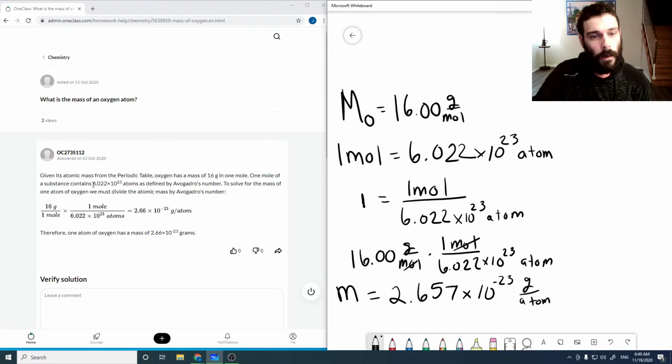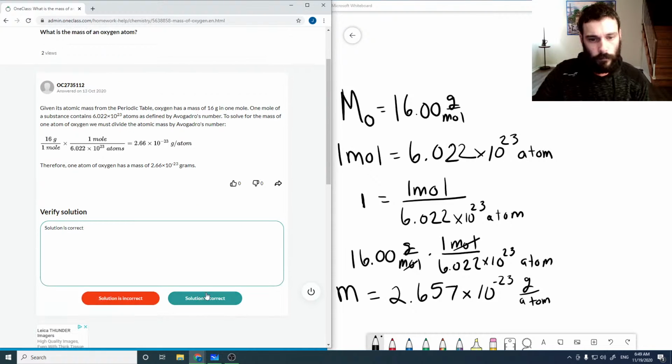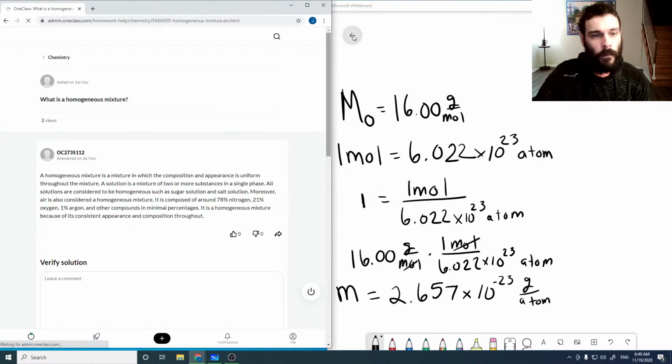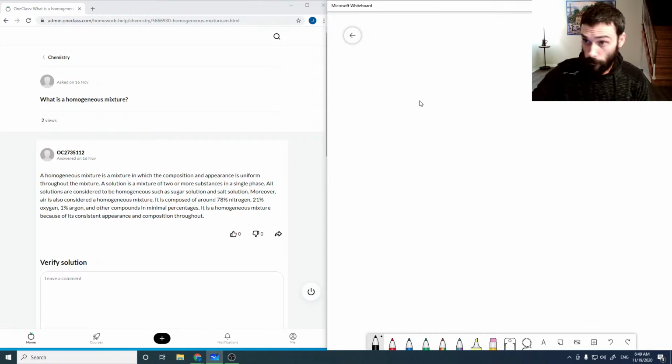Okay, which is essentially what's followed here, just different number of decimal places, but that's fine. Solution is correct. There we go. Okay. All right, so that's going to be it for my molar mass questions.